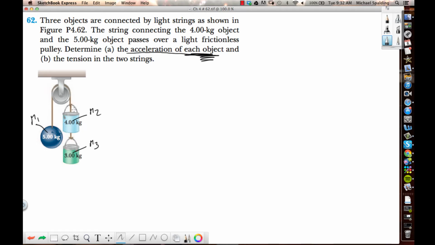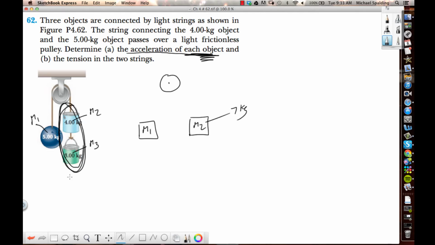When I do my free body diagram, I'm going to take M2 and M3 and just make it one mass. So let's do the free body diagram over here. Here's the pulley. Here's M1, that's the 5 kilogram guy. And then on the other side of the pulley, we're going to have this one, which is M2. Now, what's M2 going to be equal to? 7 kilograms, because I just combined the 4 and the 3.